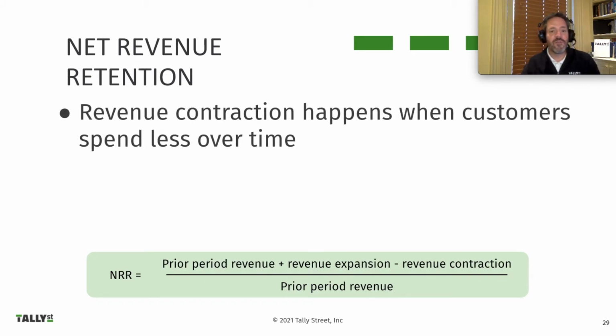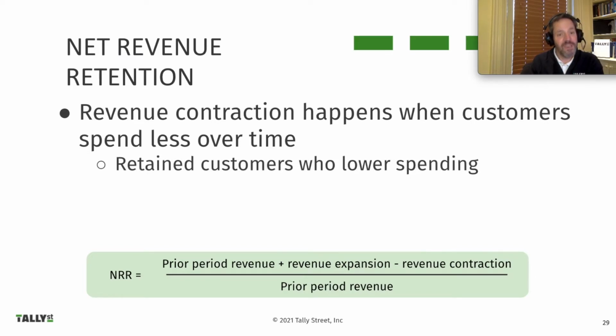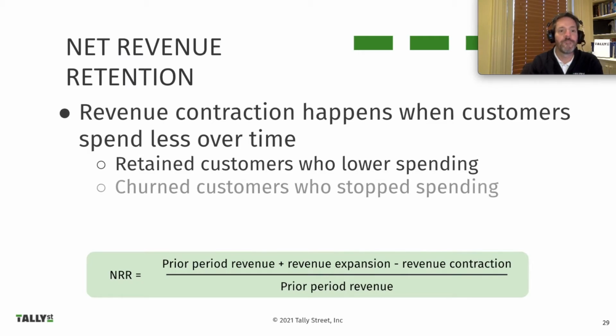So the other component of net revenue retention is revenue contraction. Contraction happens when customers spend less over time. So these are customers who were retained. They may not have gone away, but they just lowered their spending. So they decreased the quantity of products that they bought, or they didn't buy quite as many products as they did before, but they may have still been retained. Of course, churned customers also contribute to contraction in that they contract all the way to zero. So if they spent $1,000 last year and zero this year, they alone contributed $1,000 in revenue contraction.